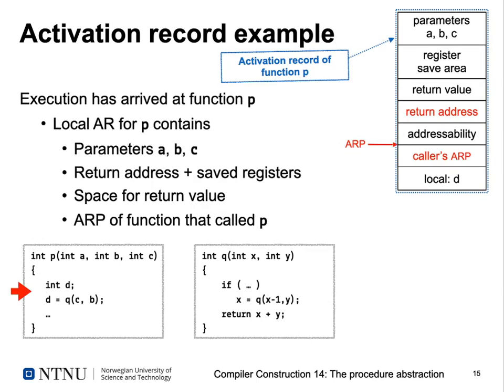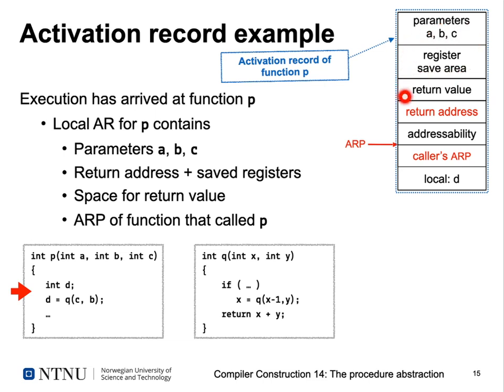So here's an example for an activation record. We see the general structure of an activation record here, and this is already filled in with the values relevant for our function p. So this is our function p again, taking three parameters a, b, c, and it has a local variable d, and it calls a function q somewhere in its flow of execution. When the execution has arrived at function p, a local activation record is created for p, and this contains first the values for our parameters a, b, c. So the actual parameters have been copied into our formal parameters a, b, c, which we can use as local variables here.